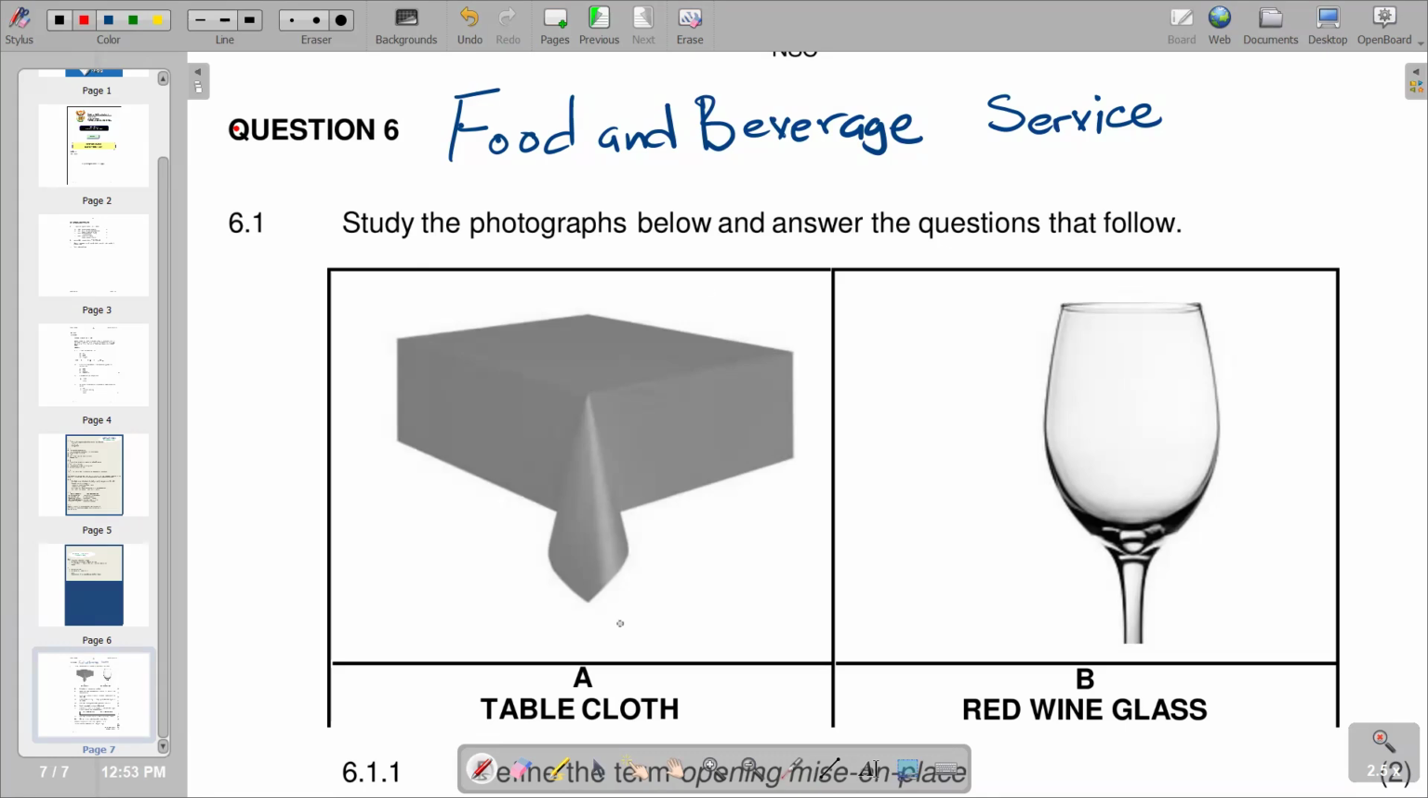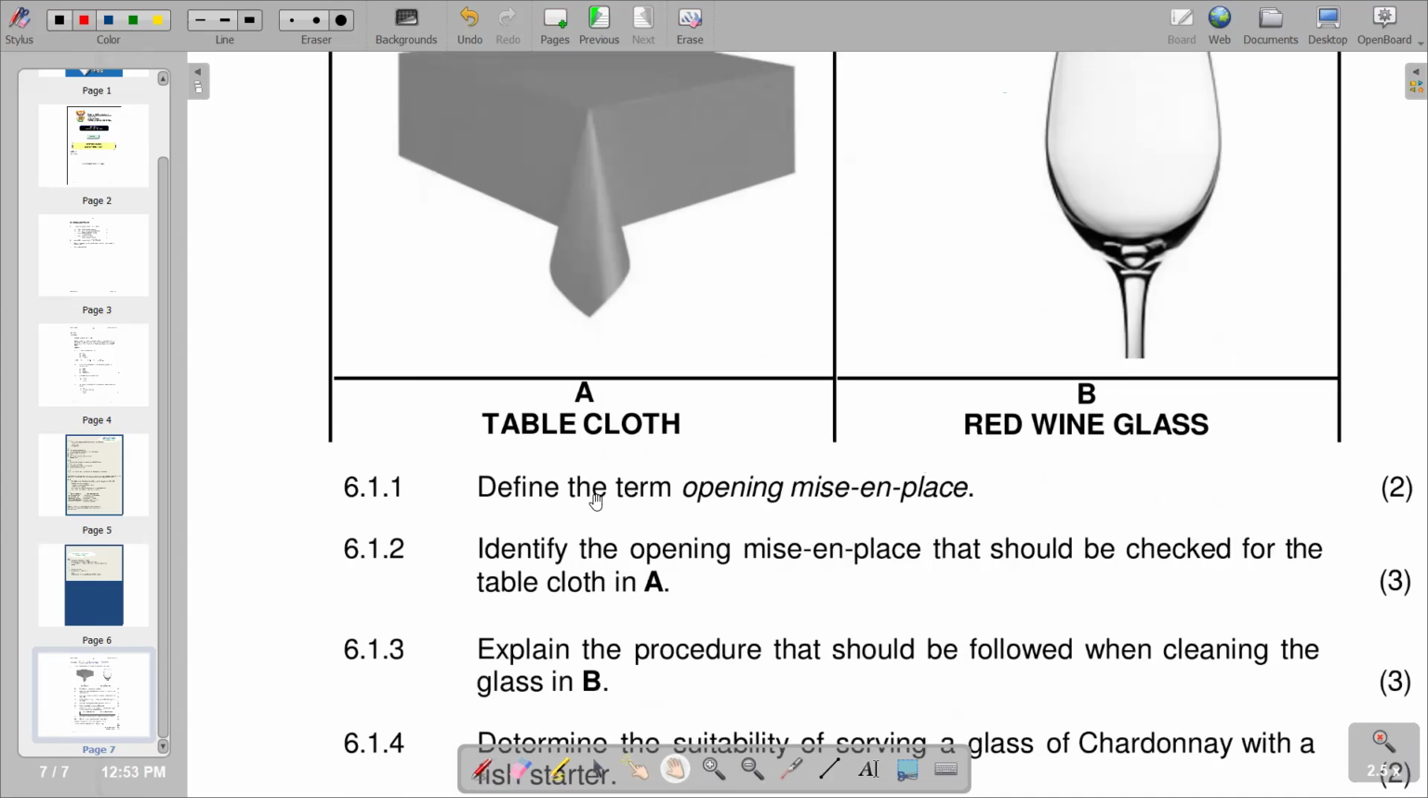So we are given two photographs whereby photograph A is of a tablecloth and photograph B is of a red wine glass. So we go to the first question that we have beneath that, whereby it reads: define the term mise en place. And obviously, the description needs you to briefly describe and get your 2 marks. So basically, mise en place means putting in place. It simply means putting in place.